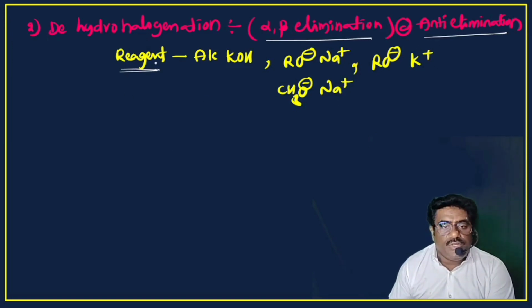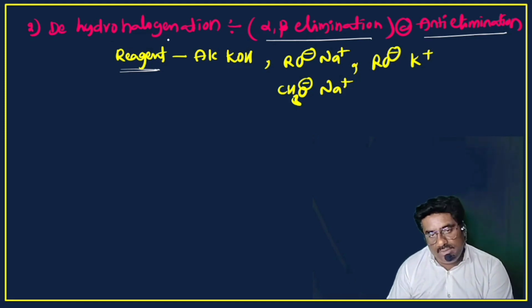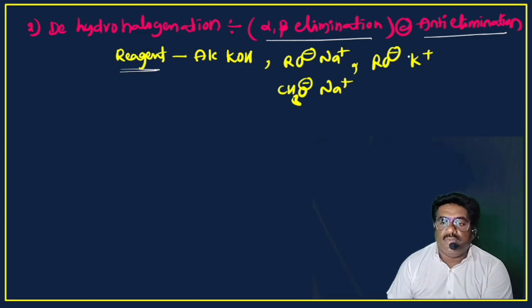What type of reagent is used for the dehydrohalogenation? Alkali KOH, or sodium alkoxide, or potassium alkoxide, or sodium methoxide. If we use any of these reagents, it undergoes dehydrohalogenation. De means remove, hydro means hydrogen, and halogen: removal of hydrogen and halogen. It is an alpha beta elimination or anti-elimination.